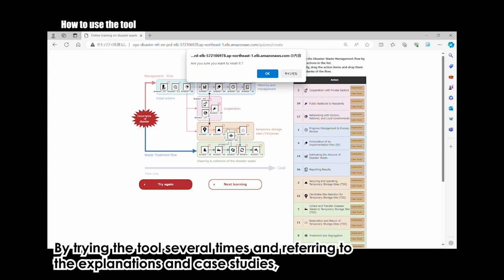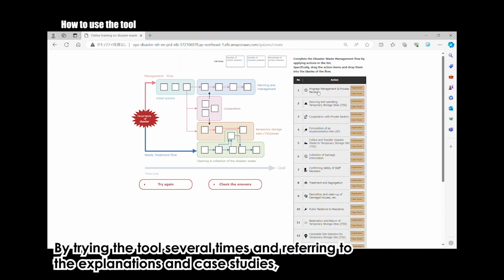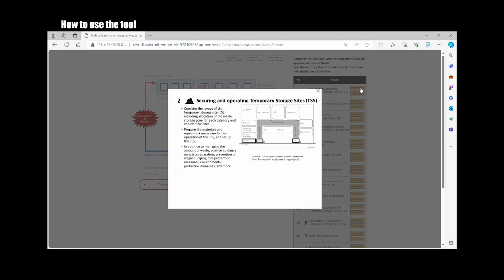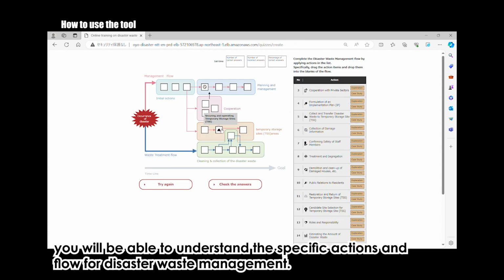By trying the tool several times and referring to the explanations and case studies, you will be able to understand the specific actions and flow for disaster waste management.